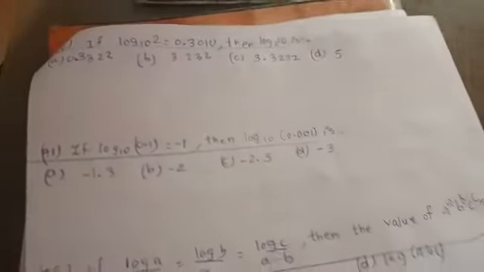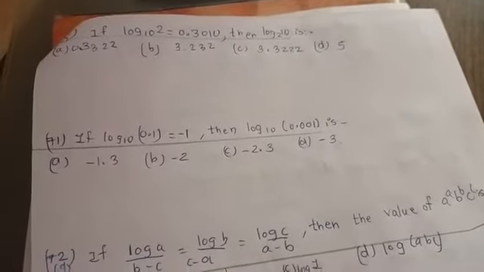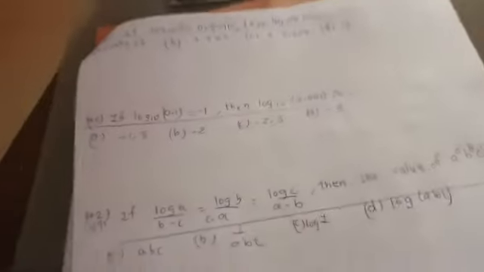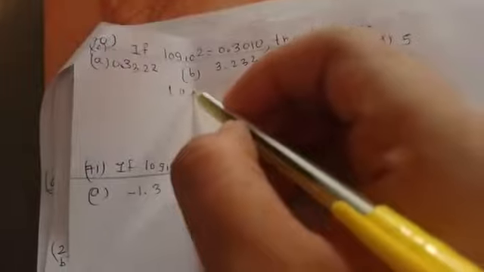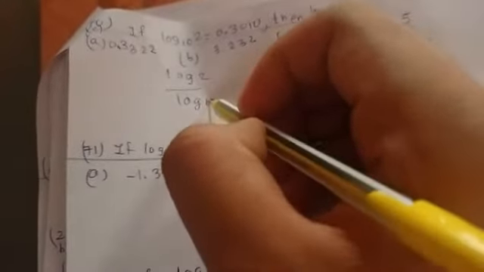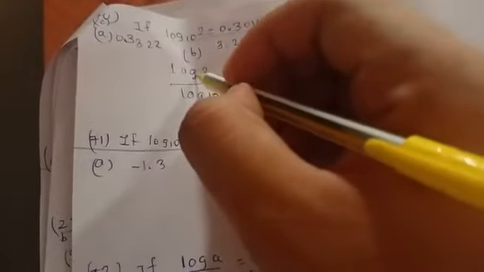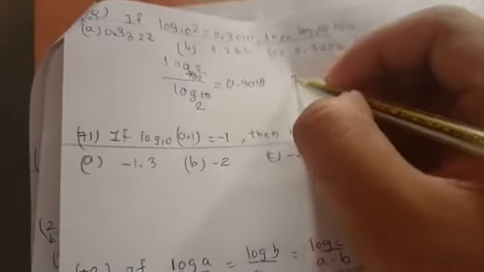Next question, if log 2 to the base 10 is equal to 0.3010, then log 10 to the base 2 is equal to. Now, using change of base property, we can write this expression as log 2 upon log 10 is equal to 0.3010. Now, as we can use any base in this change of base property, we take the base of 10. We take the base of 2. But log 2 to the base 2 becomes 1.